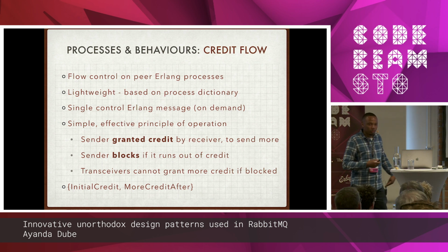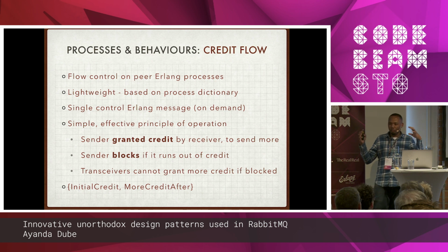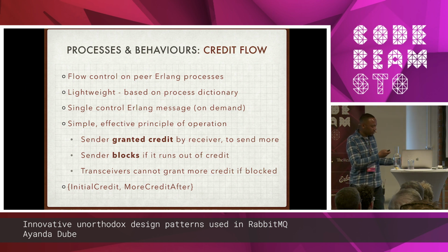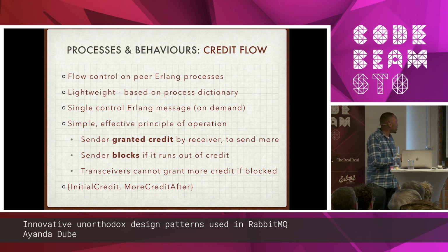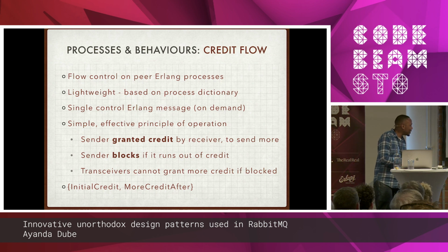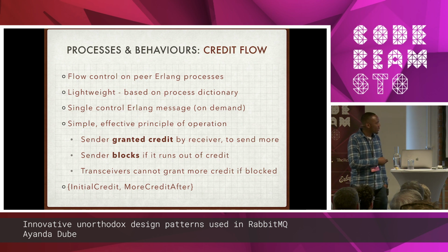Then, more interesting again, within the processes and behaviors in Rabbit is flow control. Right? So if you've got processes that are handling a lot of load, a lot of messages, you can actually implement flow control amongst the two. Well, that's what Rabbit does. So there's a concept of credit flow within Rabbit. Basically, it's based on the process dictionary, right? And it only uses a single control message on demand when necessary, right?